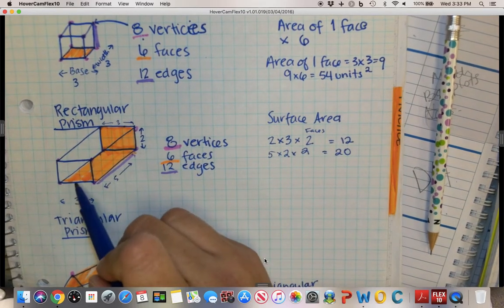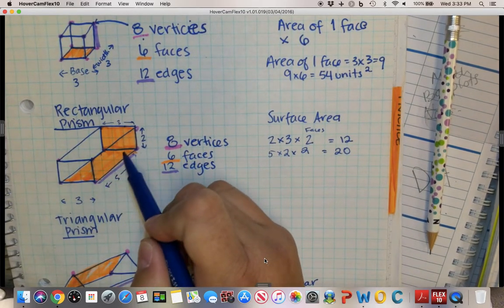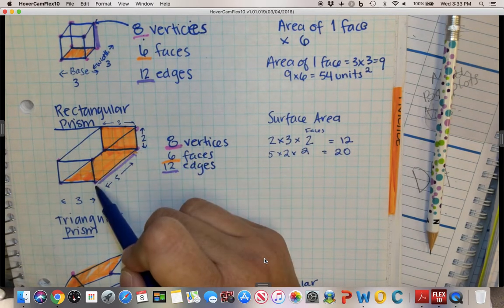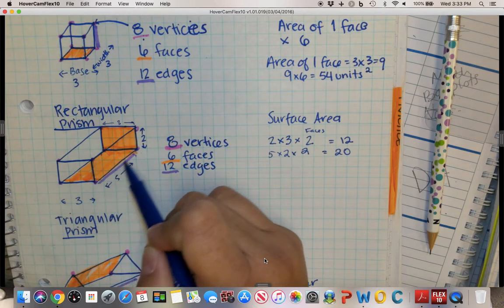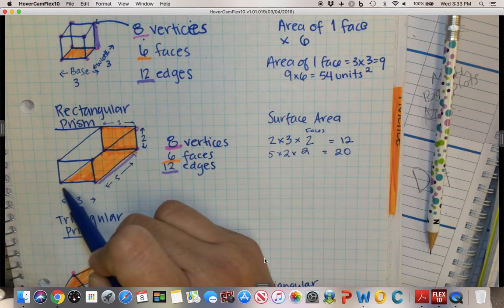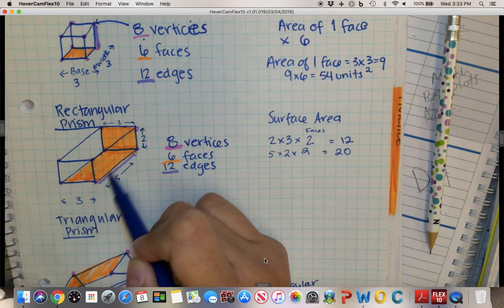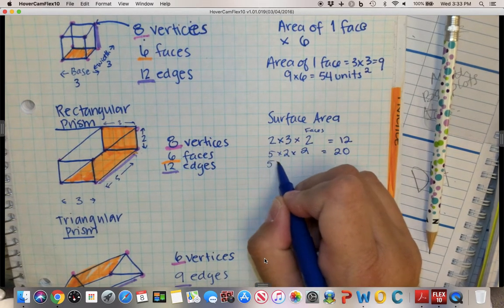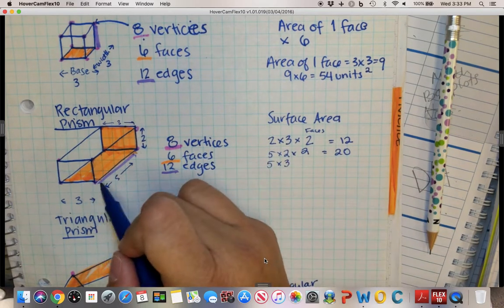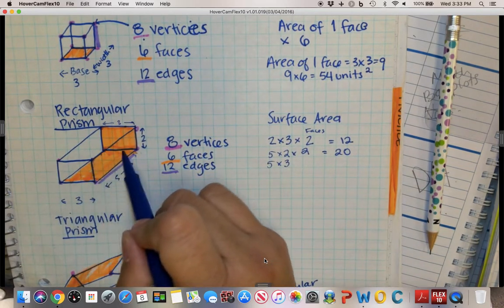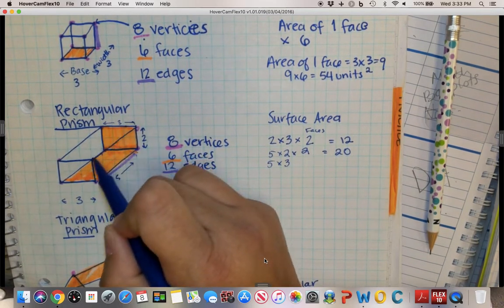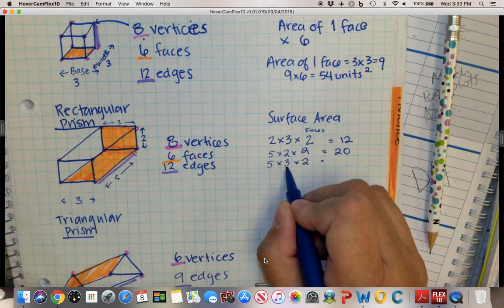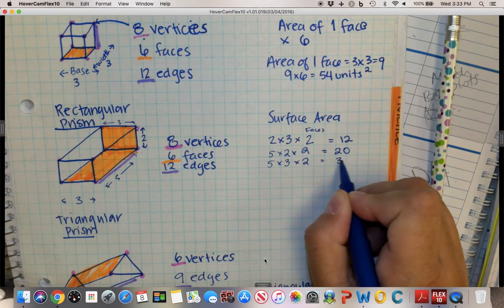Now all I have left is this bottom and this top. And the bottom is 5 by 3. And I have 2 of those, 1 here on the bottom, 1 here on the top. 5 times 3 is 15. 15 times 2 is 30.